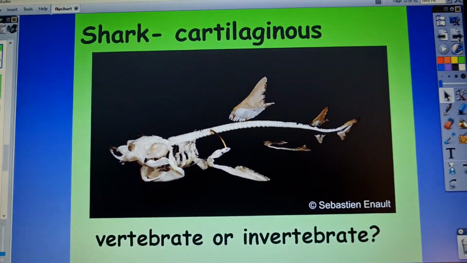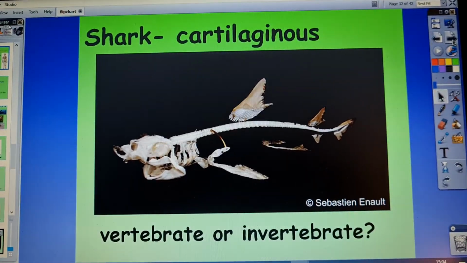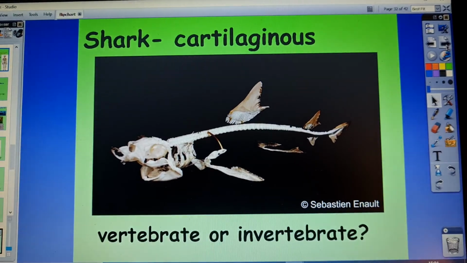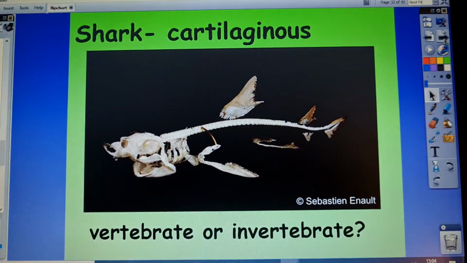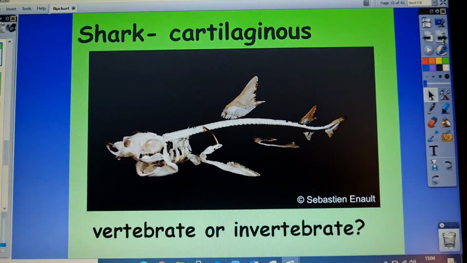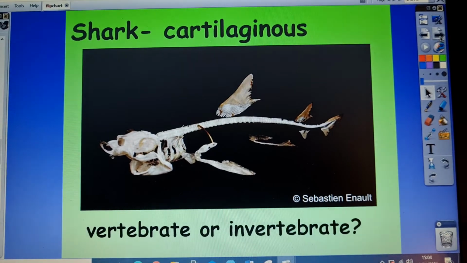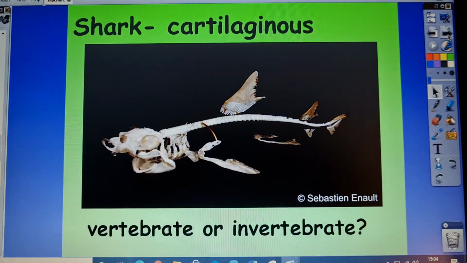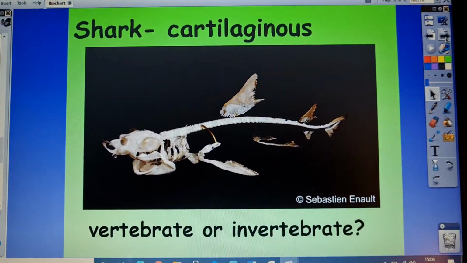So next we've got a shark. So is a shark a vertebrate or an invertebrate? So a shark is an invertebrate. It's got no skeleton. Instead of a skeleton, so instead of bones, it's got something called cartilage, which is what we have inside of our ears. So if you touch your ear, that's the same thing as what the shark's inside body structure is made of.